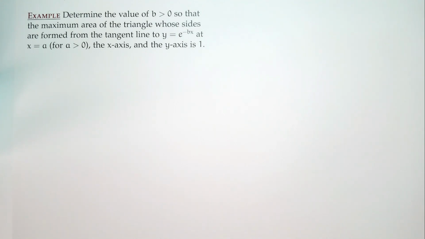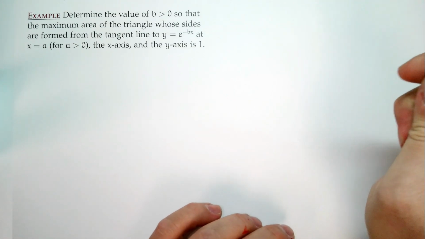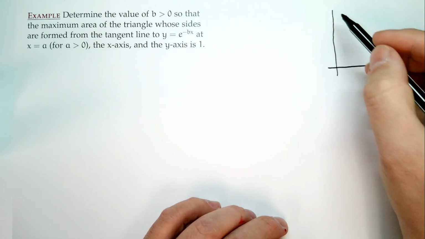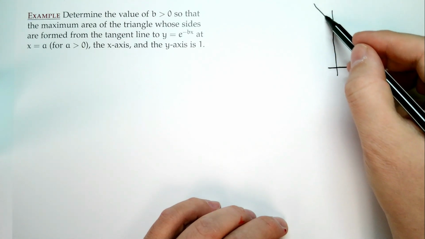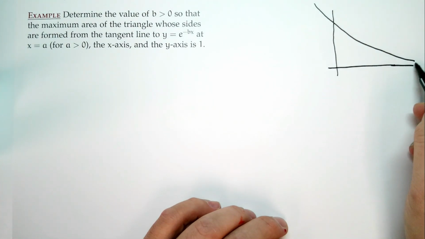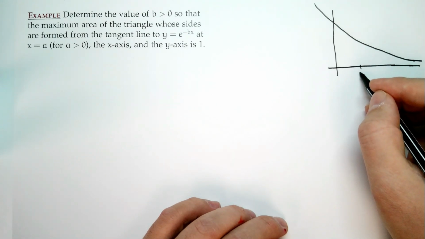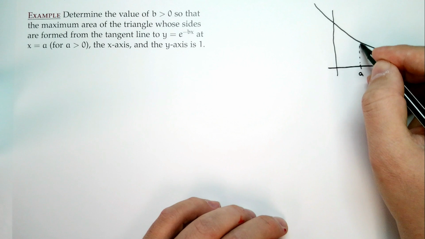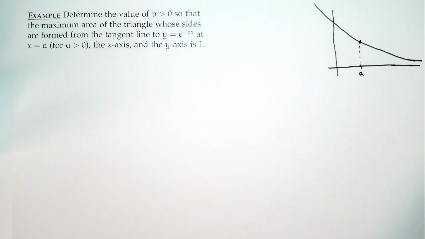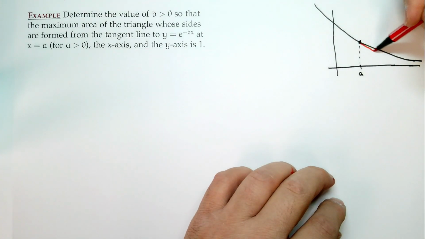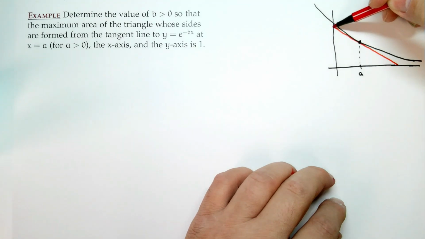Now, I think the first reaction is, what? Okay, so let's try to draw a picture and see if we can get some idea about what's going on. So e to the negative bx always has more or less the same form. It's coming down and it's going to have this exponential decay. And you're taking the tangent line at some point a, and when you take the tangent line here, it's going to be a straight line that goes something like that.